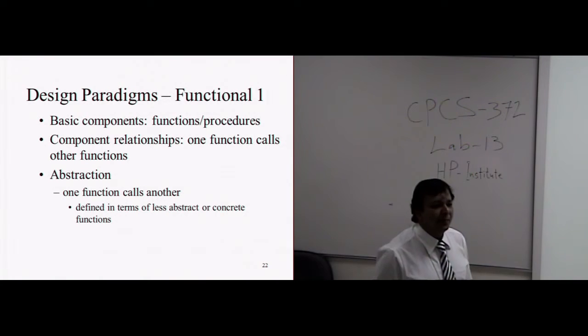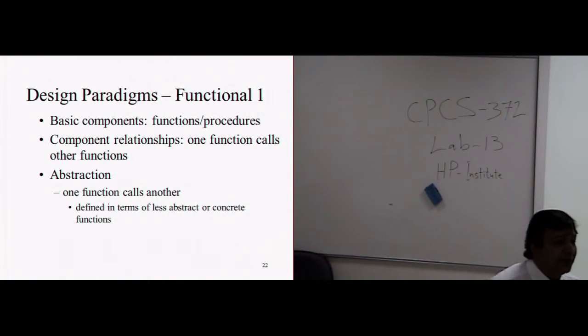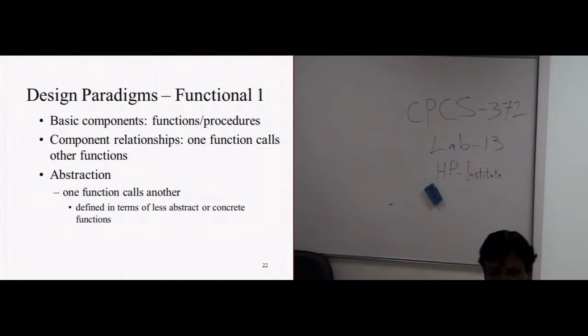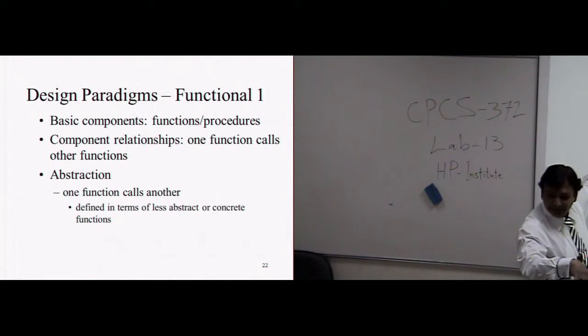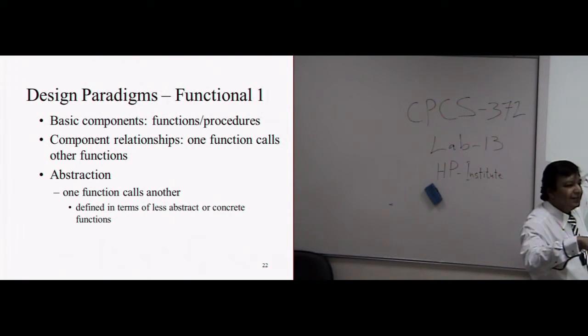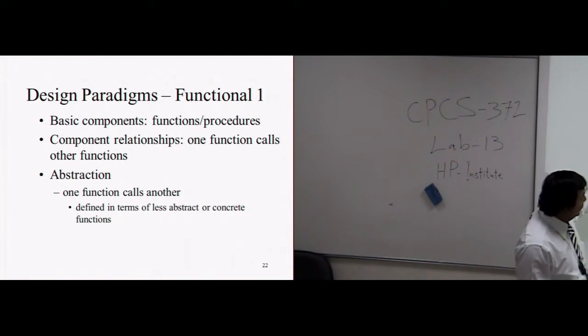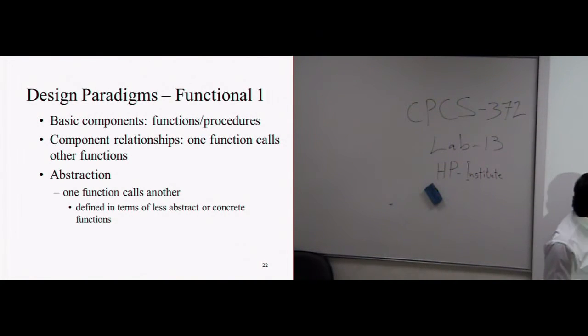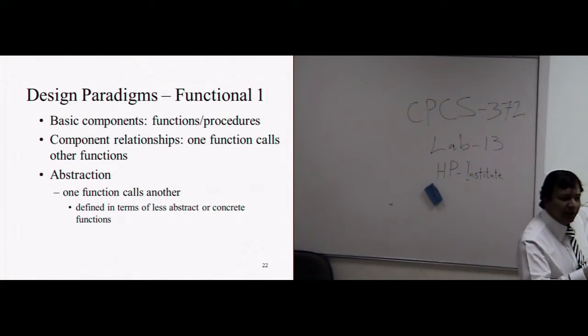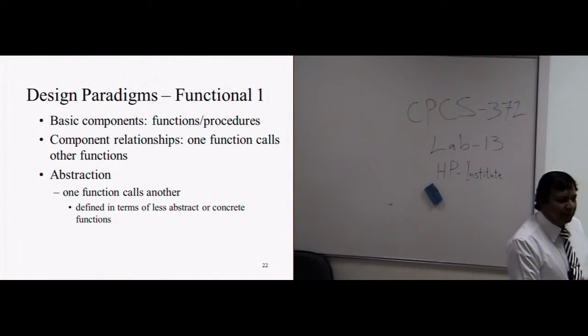So we have design paradigms. We have the functional paradigm and we have the object-oriented paradigm. In the functional paradigm our base is functions, procedures, methods, like C, C++, and then you have the object-oriented one. The component relation is that one function calls another. We already covered call by value and call by reference in the previous lecture.